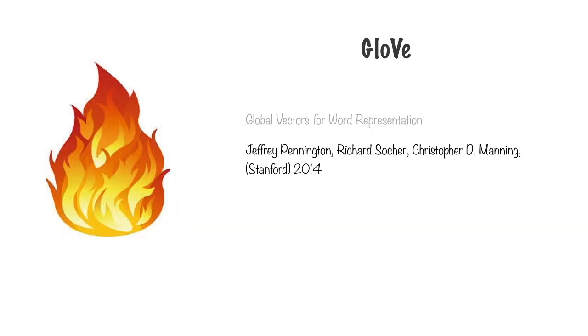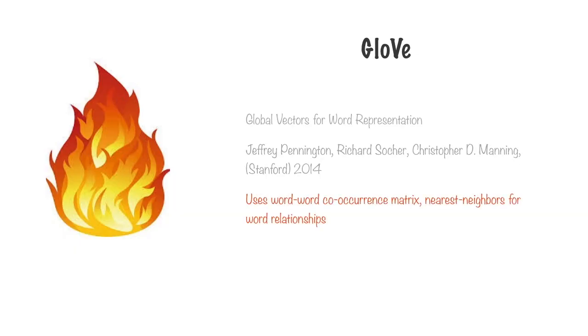Another popular word embedding model is GLOVE, or Global Vectors for Word Representation. This was developed by PhD students at Stanford in the year 2014, and it does not use neural networks. Instead, it uses word to word co occurrence matrices and the nearest neighbors algorithms in order to extrapolate word relationships. Co occurrence matrices can be thought of as a window over the words in a text, which allow us to determine which words tend to occur together.